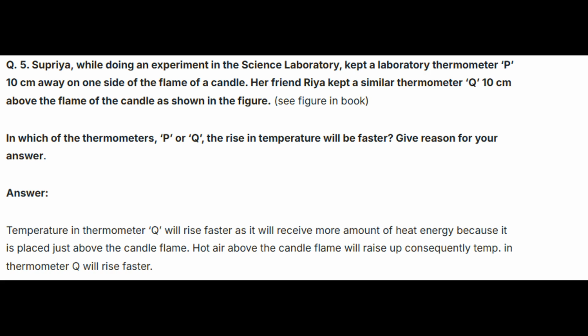Answer. Temperature in thermometer Q will rise faster as it will receive more heat energy because it is placed just above the candle flame. Hot air above the candle flame will rise up, consequently the temperature in thermometer Q will rise faster.